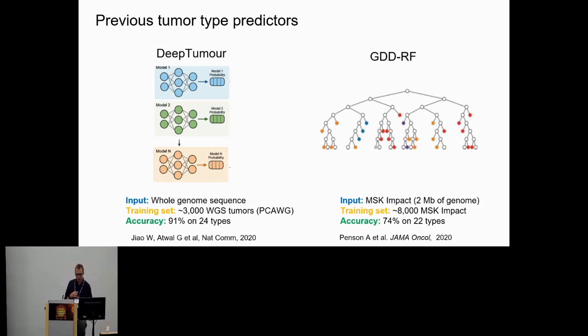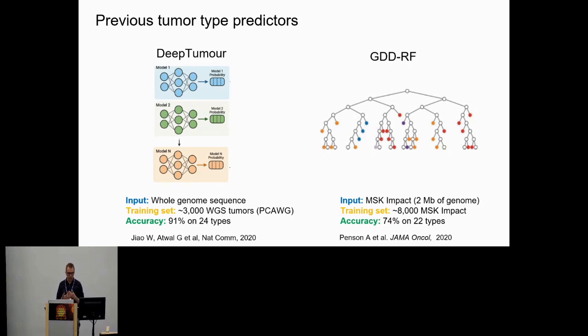The nice thing about DeepTumor is the high degree of accuracy that it achieved. The bad thing about it is whole genome sequencing is not a clinical standard yet, and it's not clear when it's going to become a clinical standard. Whereas on the other hand, MSK-IMPACT is a clinical standard. It's been deployed in the clinic for a very long time, and there's cancer sequencing panels at a variety of different centers that are routinely given.